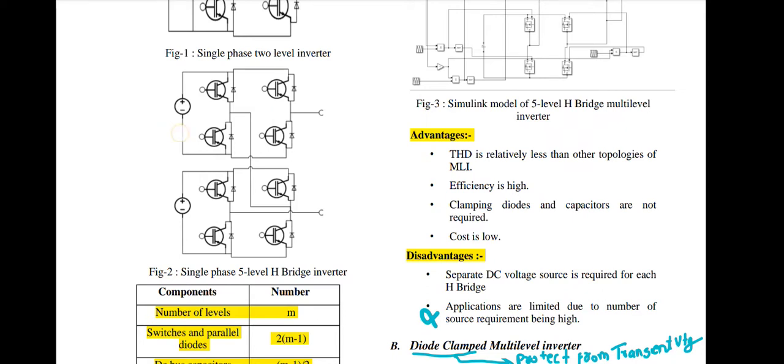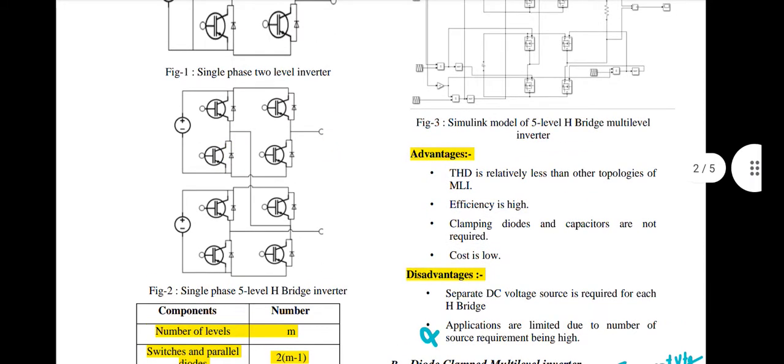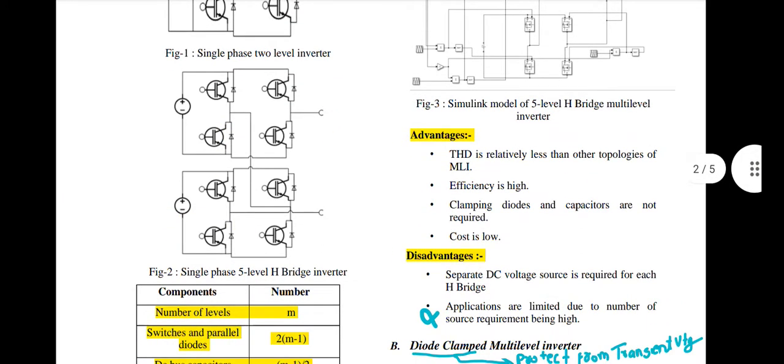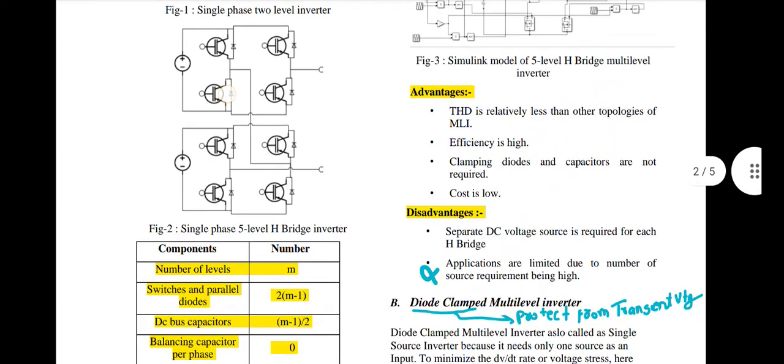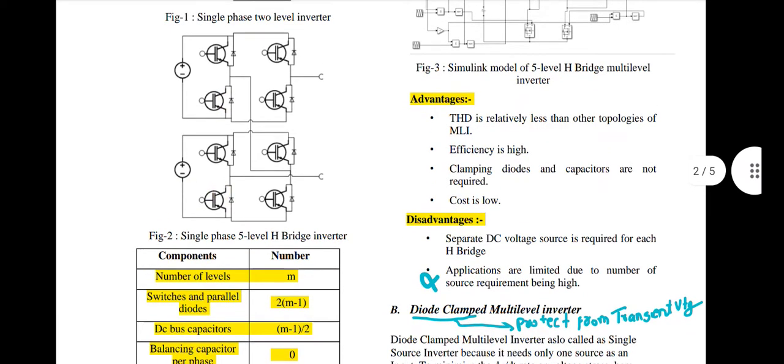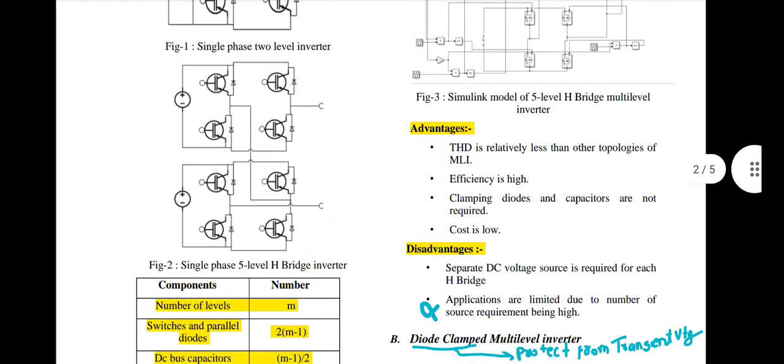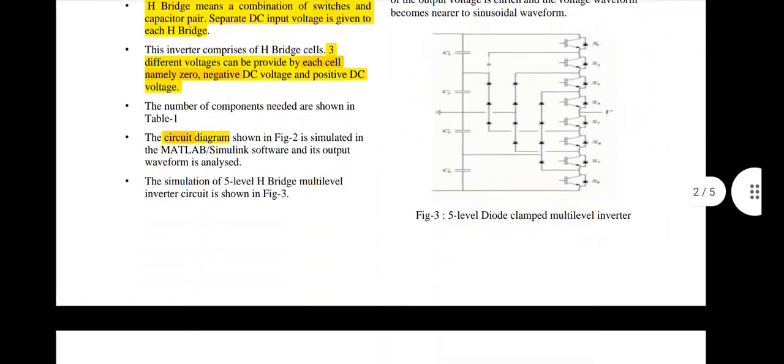Suppose cell number 1 gives 5 volt, cell number 2 gives another 5 volt, and combined they two are giving 10 volt. Means 5 volt from this is one level, 5 volt from this is another level, and 10 volt from both is another level, and 0 is the initial level. I will show you in the waveform.